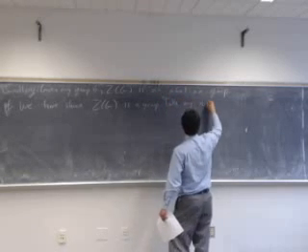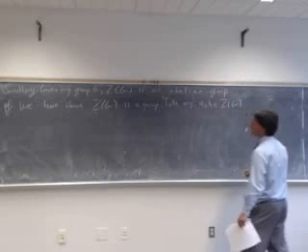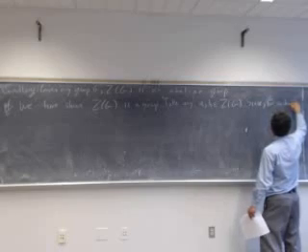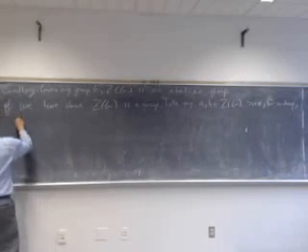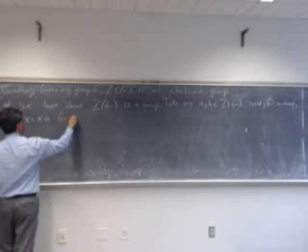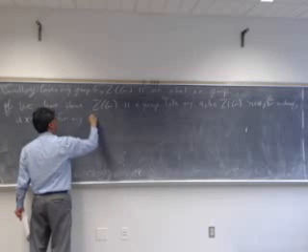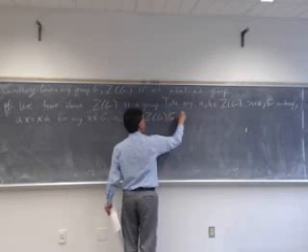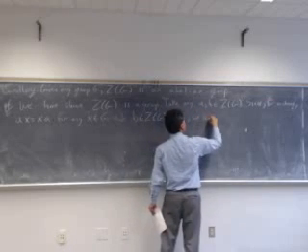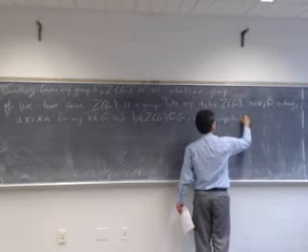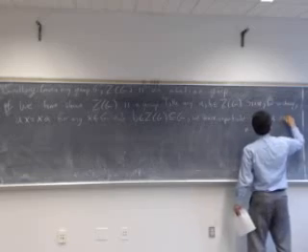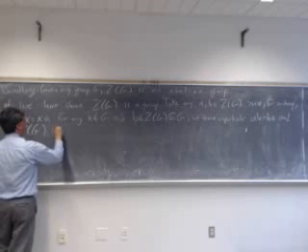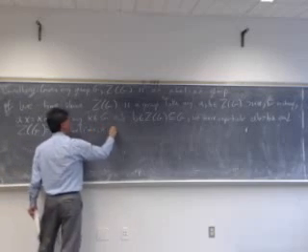Take any two elements, A and B, in the center. Since AX equals XA for any X in G, and B is an element of the center, which is contained in G, we have in particular that AB equals BA, and Z of G is abelian. That's required.